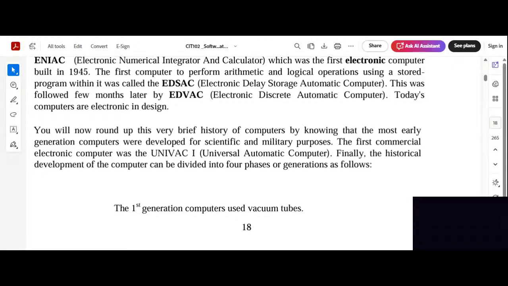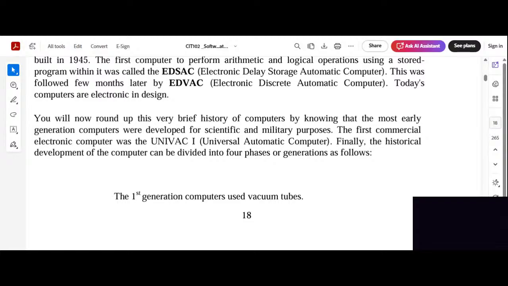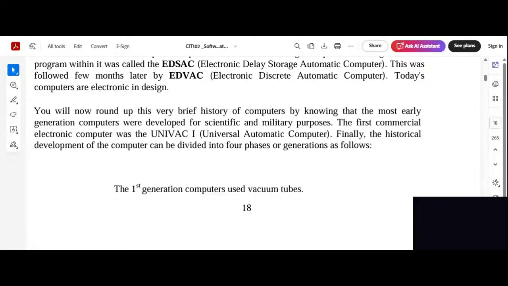Now, finally, the historical development of the computer can be divided into four phases or generations. While we have more than four generations actually.